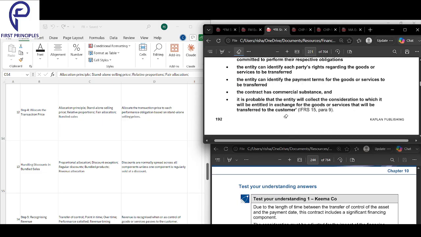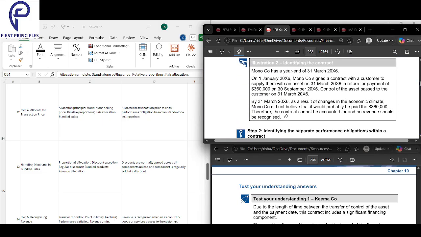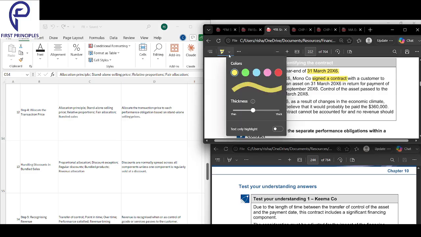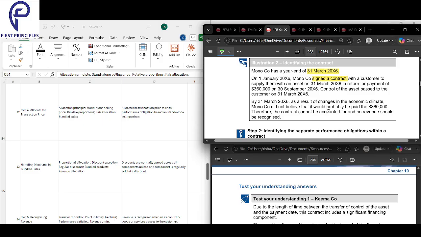Then we looked into the first step and all the theory of the first step. We had an illustration here. Monaco, with a year end of 31st March 2006, signed a contract with a customer on 1st January. For identifying the contract, he will supply an asset in return for payment. So there are performance obligations: you give the asset, the customer gives you the payment. And control of the asset was passed on the same day.